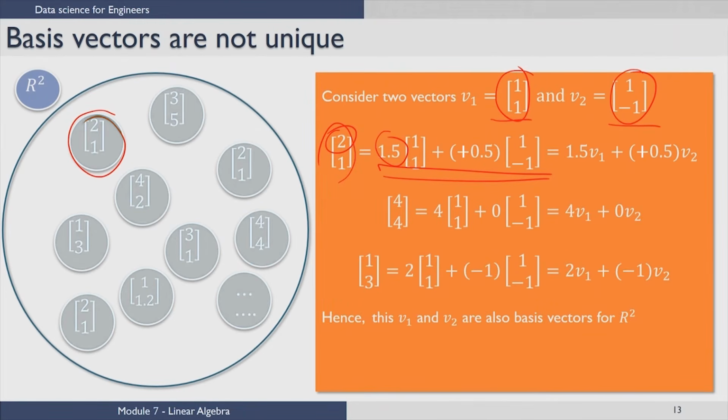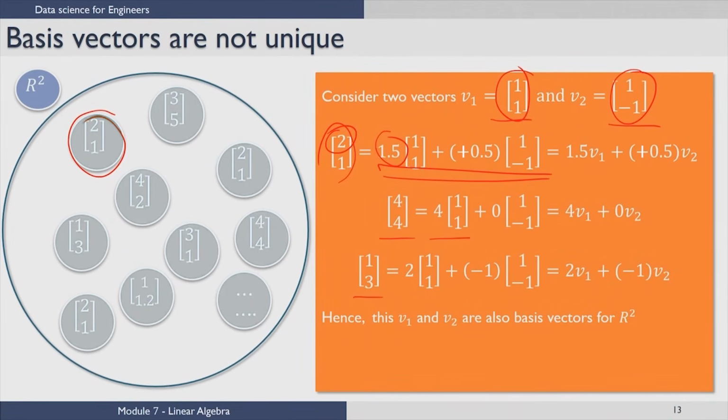Let us take this 4 4 as an example. That can be written as an interesting linear combination, which is 4 times 1 1 plus 0 times 1 minus 1, right. So, that will give you 4 4. Similarly, 1 3 can be written as 2 times 1 1 plus minus 1 times 1 minus 1. So, this is another linear combination of the same basis vectors. The key point that I want to make here is that the basis vectors are not unique. There are many ways in which you can define the basis vectors.